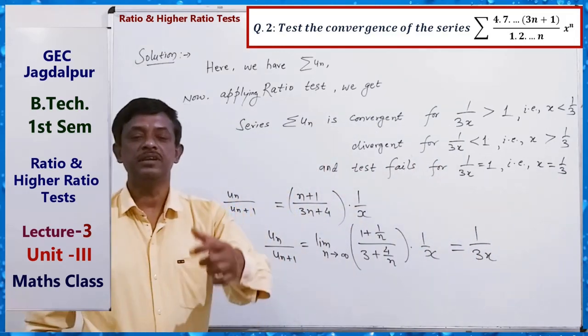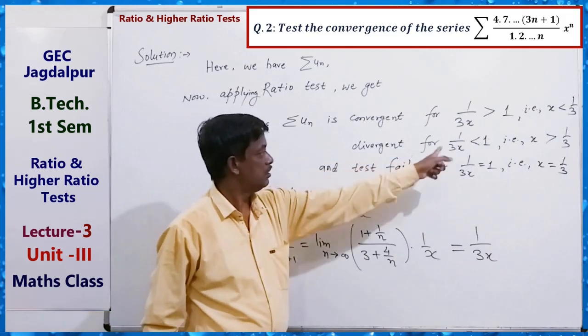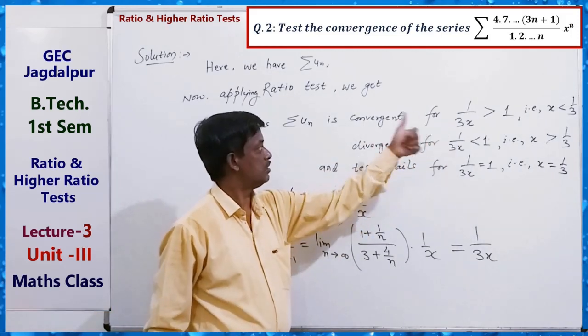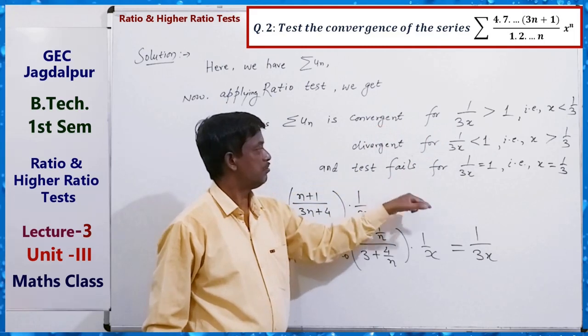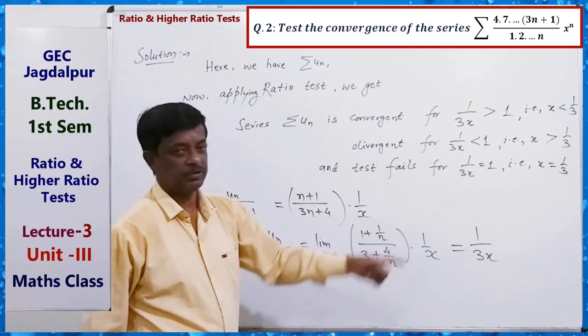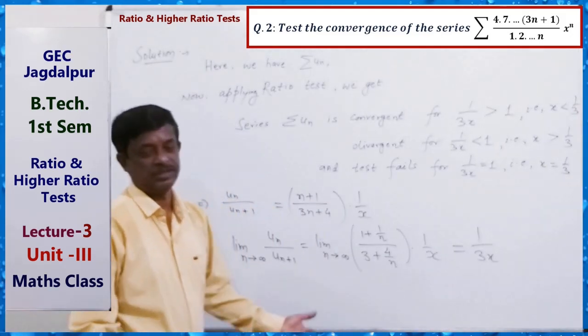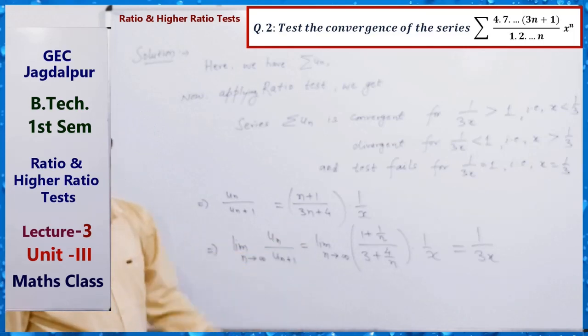So x may be equal to 1 by 3, greater than 1 by 3, or less than 1 by 3. Greater than 1 by 3, divergent. Less than 1 by 3, convergent. The test fails when x equals 1 by 3, because the limit will be 1. So the test fails because its limit will be 1.